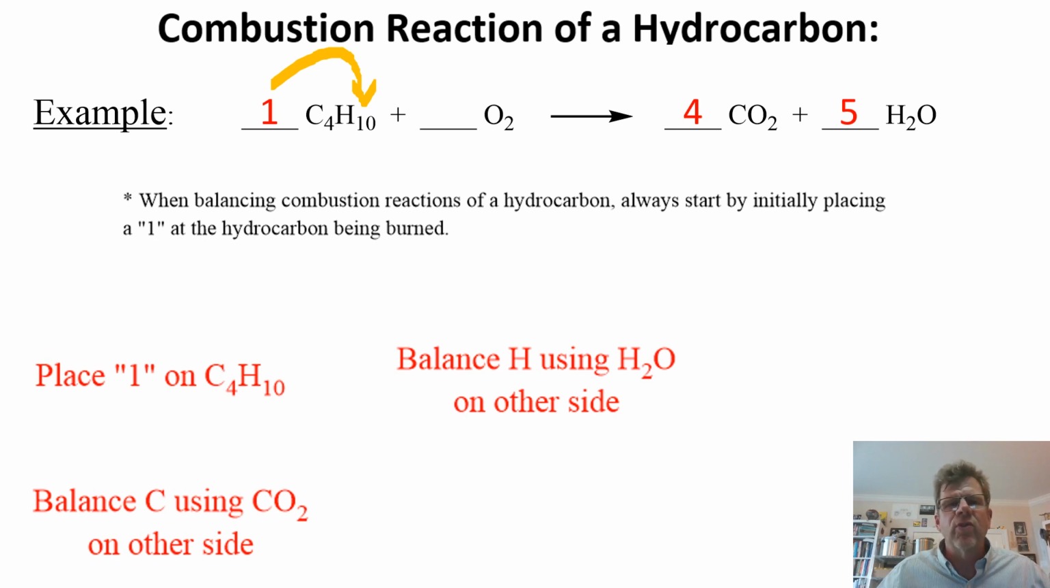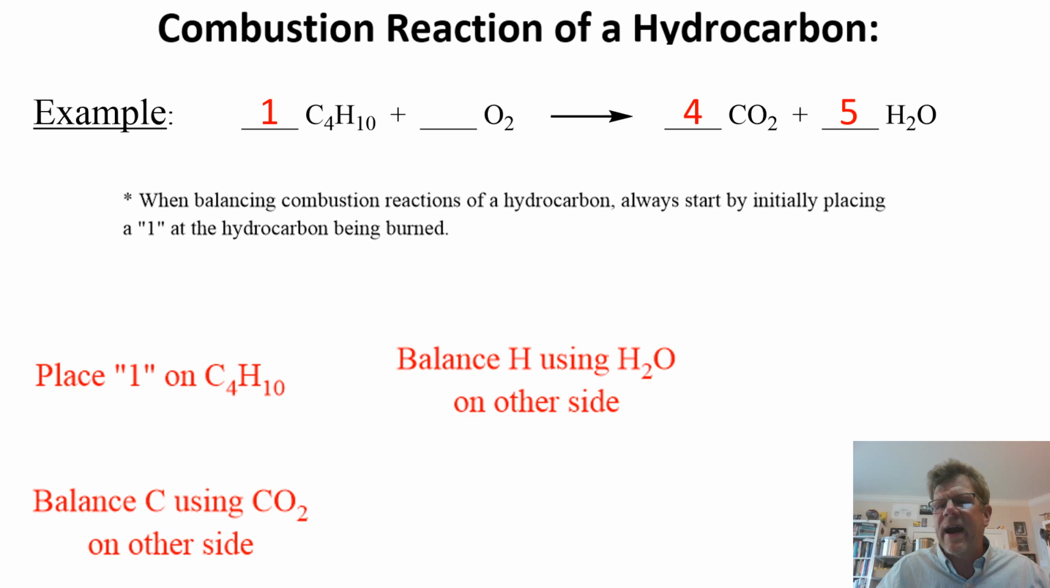The way solving the combustion reaction of a hydrocarbon is carried out, we always balance oxygen last. And in this case, both of the product components have oxygen. So we have to do a tally. 4 times 2 oxygens is 8. 5 times 1 oxygen is 5. So that's a total of 13 oxygen atoms. Here's the oxygen-containing component, and notice it's a diatomic, O2.